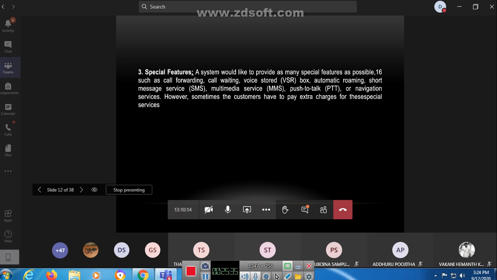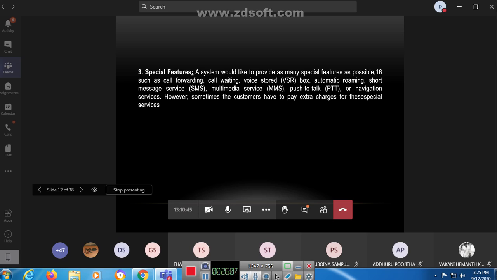Suppose, in olden days we didn't have any WhatsApp. At that time we used the multimedia service. If we wanted to send images through the phone, we used the MMS service, that means multimedia service. Images and video, both audio and video, were possible in olden days through MMS.